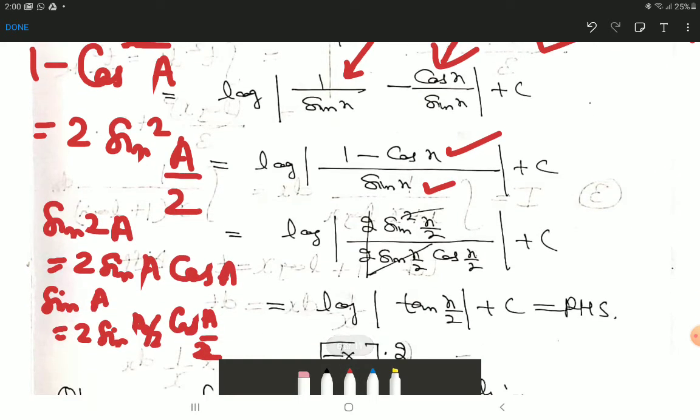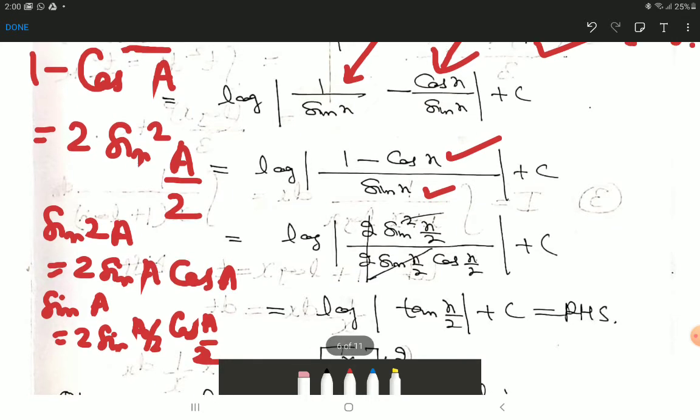Right? So sin x will become 2 sin x/2 cos x/2, as sin A is equal to 2 sin A/2 cos A/2. Now 2 is cancelled. One power of sin x/2 is also cancelled. So now it is sin x/2 upon cos x/2, which is tan x/2. So the final answer is log of tan x/2 plus c.